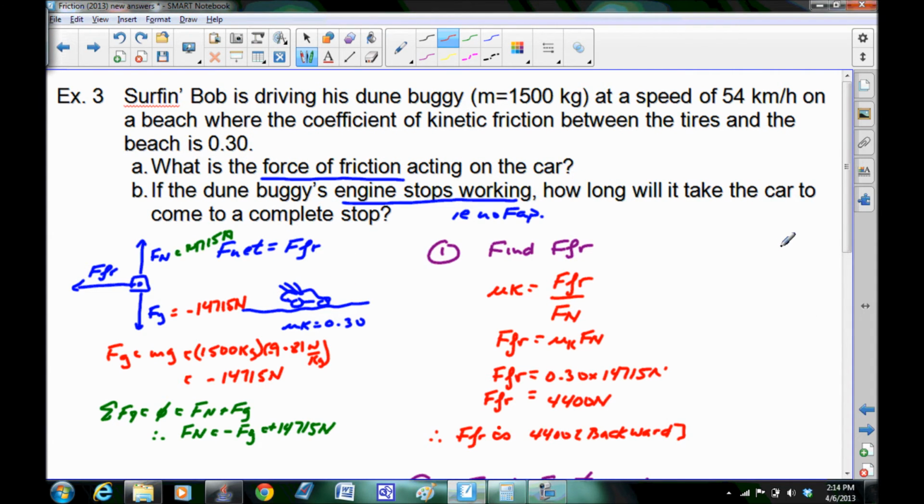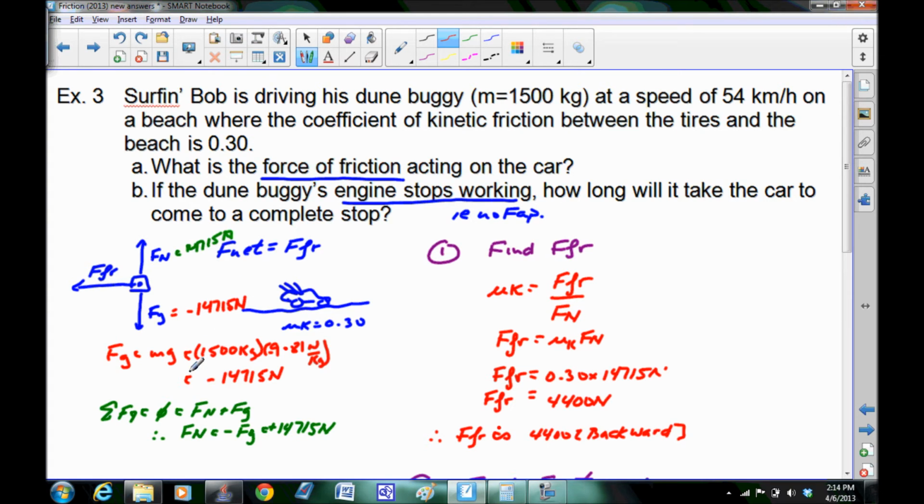Okay, so what we've done is we've done some work here. First thing I said we were going to do is draw a free body diagram of the vehicle. So we have all the forces acting on the dune buggy. We have gravity, normal, and force of friction. It does mention that the engine stops working, so we have no applied force. We don't have to worry about that.